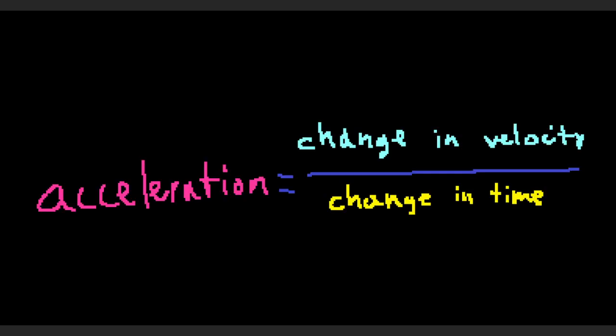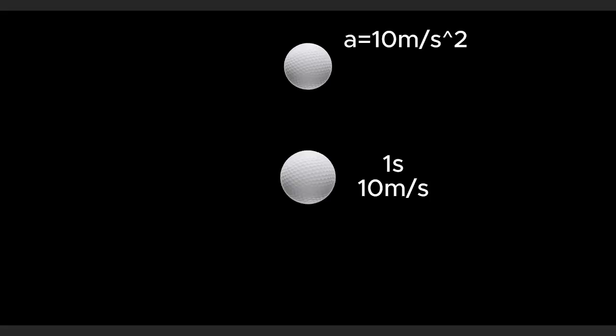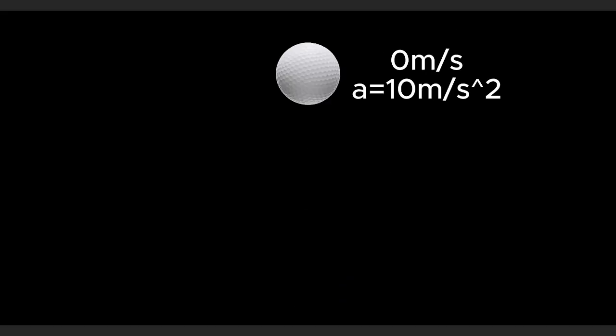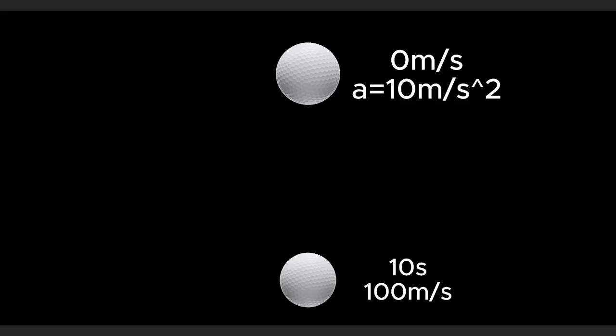The rate at which velocity changes is acceleration. Acceleration equals the change in velocity divided by the time. For example, if a ball has an acceleration of 10 meters per second squared, that means every second its speed increases by 10 meters per second. So if the ball starts at 0 meters per second, after 10 seconds, its velocity would be 100 meters a second.